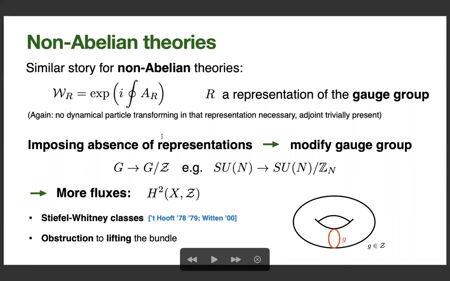And as before, we can demand the absence of representations, and this will modify the gauge group accordingly because we will have more fluxes allowed. So for example, you can take a simply connected gauge group, something like SU(N), and then you can demand the absence of all the representations that transform under the center in this line operator spectrum. And this will turn this gauge group SU(N) into SU(N) mod Z_N. And in turn, because you do that, you get these additional fluxes. And these come in the guise of generalized Stiefel-Whitney classes, which basically tells you that you cannot lift all the SU(N) mod Z_N bundles to SU(N) bundles.